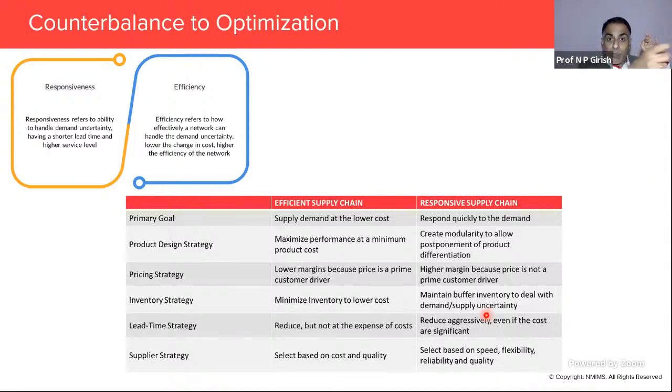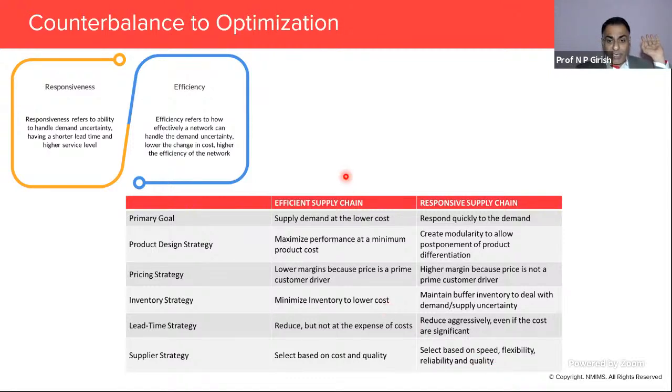Why? Because I am responsive. Here I am responsive, but cost is more important. So I give priority 2 to responsiveness, priority 1 to cost. Supplier strategy based on cost and quality. Here, quality is there on both of them, but I'm not looking only at the cost. I'm rather talking about the speed, the flexibility, the reliability factor, etc.